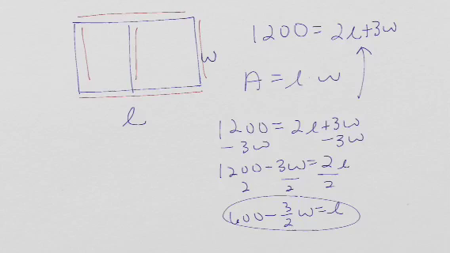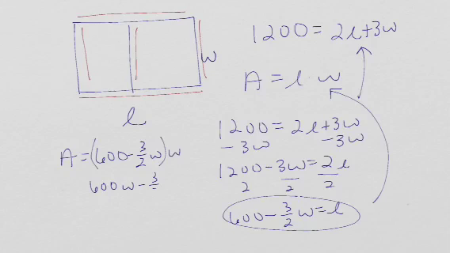Then it wants this to get subbed back into here for my length. So that gives me area equals 600 minus 3/2 W times W. And then for me, I think that it would be easier to find the derivative of this, which is the next question, by distributing, so that I can just use the sum and difference rule as opposed to using the product rule. So if I distribute the W in, I get 600W minus 3/2 W squared.